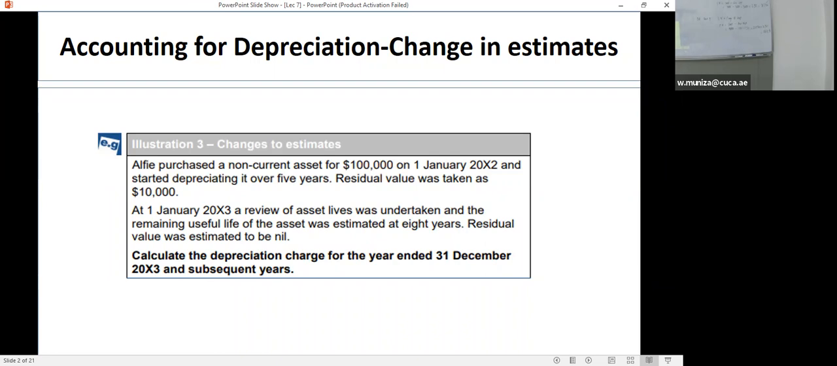Now from this year onwards, the same amount of depreciation and the same accounting entry is going to be passed. Got it? This is the effect of changes in estimates. Cleared? Anyone having any confusion? No confusion? Yes. Obviously, debit and credit will be with the same amount.